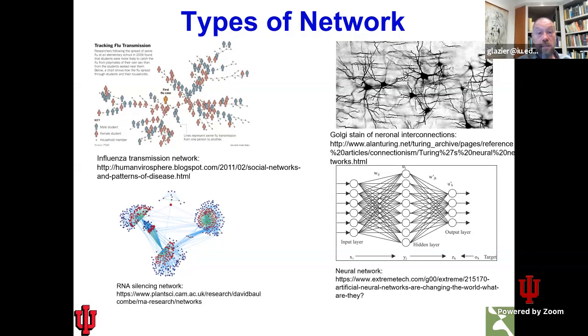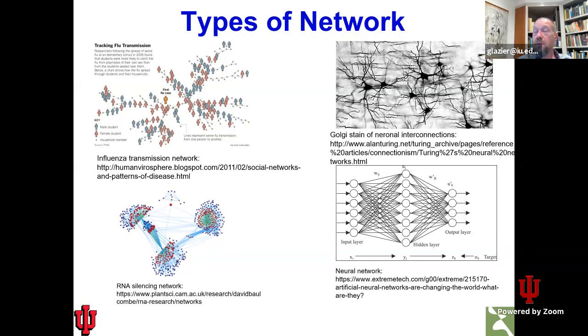Here's an RNA silencing network. So this is another molecular network for signaling inside of cells. And then at the top left, one that we'll address in some ways, although we won't address it in precisely this kind of situation, which is flu transmissions.